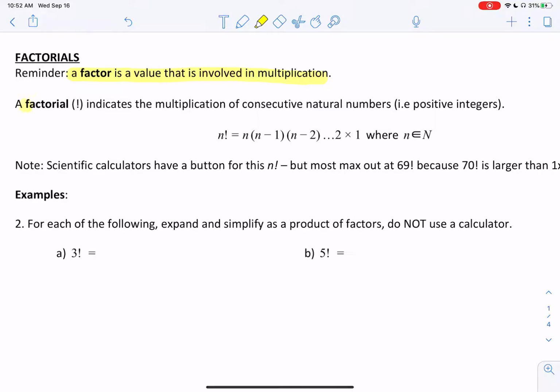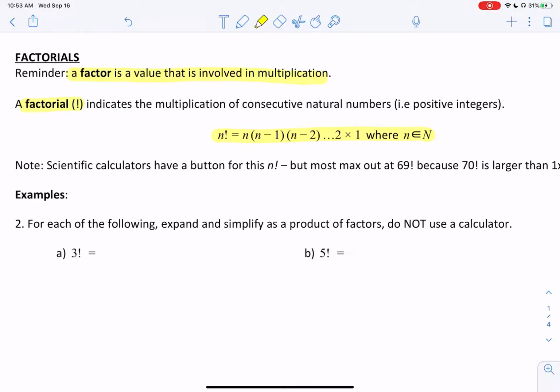Now a factorial, which is denoted by this little exclamation point, indicates the multiplication of consecutive natural numbers. And our natural numbers are just our positive integers, so 1, 2, 3, 4, continuing on. And how I write out a factorial, or how I calculate a factorial, is n factorial equals n times n minus 1, so the one below it, times n minus 2, the one below that, and then I continuously decrease by 1 until I get to the number 1, and that is where I stop.